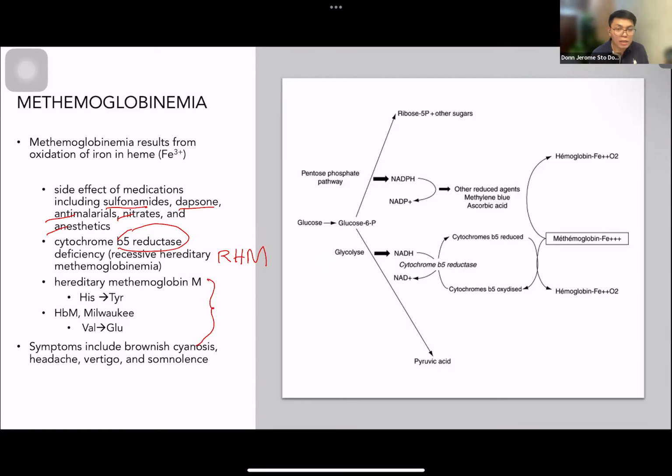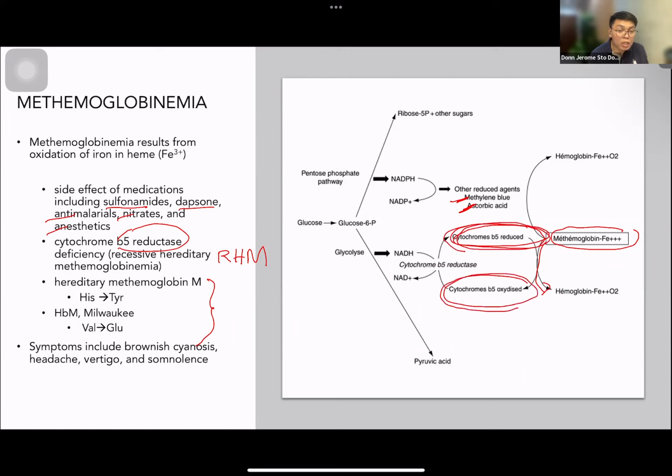Normally, take a look at the right side. Methemoglobin can be converted back to its oxyhemoglobin form, the ferrous form, using reducing agents like methylene blue and ascorbic acid. Also, methemoglobin can be reduced back to its ferrous form using the reduced form of cytochrome B5. When cytochrome B5 is used, it becomes oxidized.